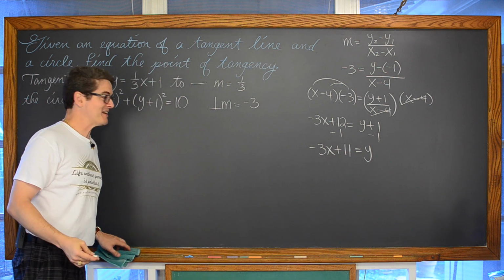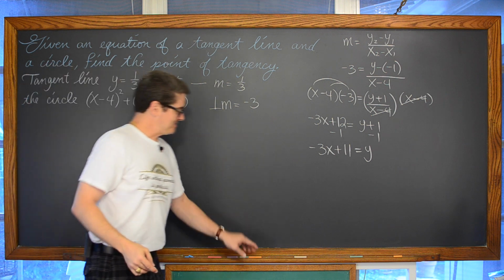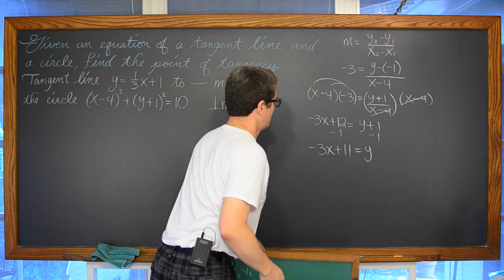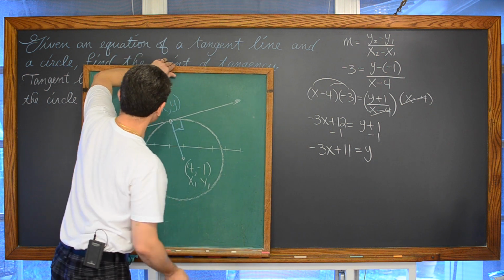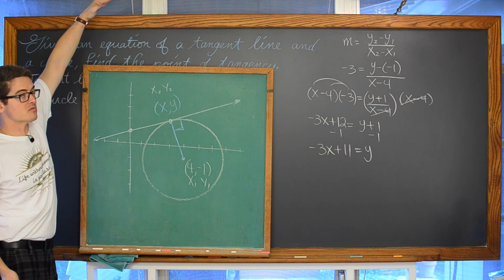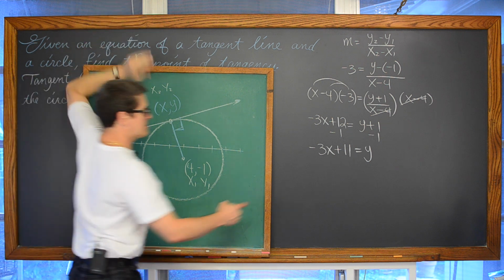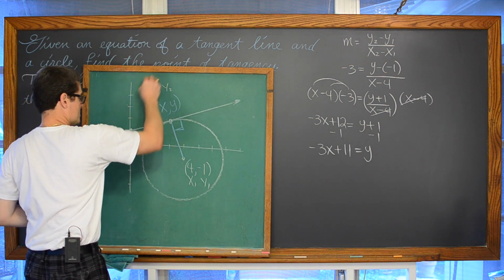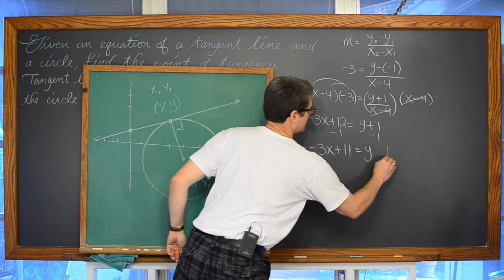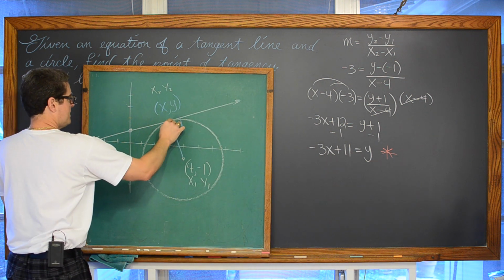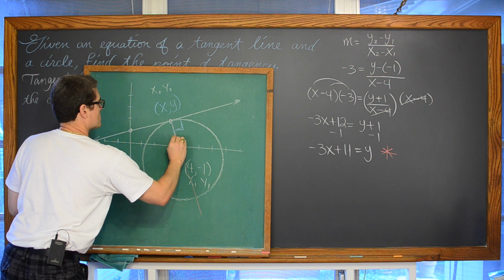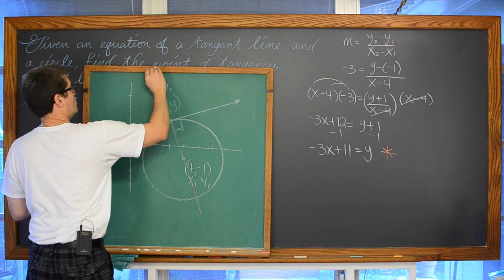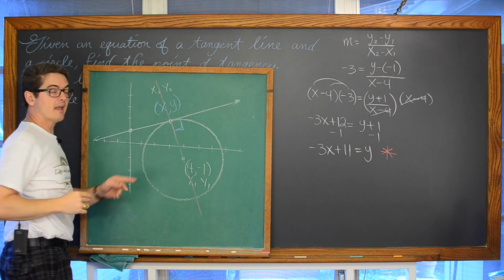I've caught my mistake. That line, or this equation, y is equal to negative 3x plus 11. Now, plus 11 is way off the course here, but this is the line which is containing the radius. And if I were to continue this up, and if this were a really tall chalkboard, it would cross the y-axis at 11.